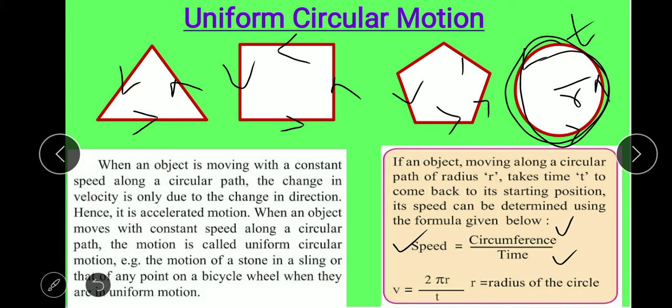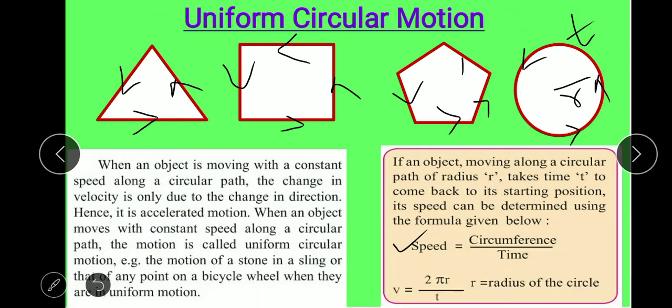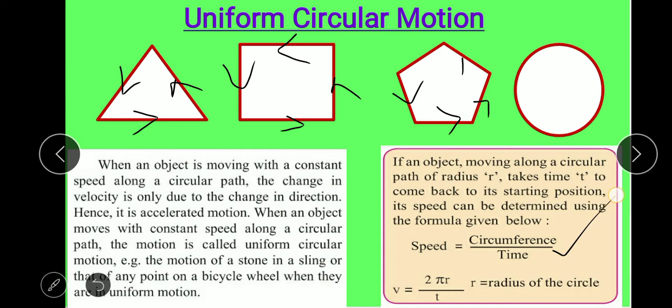So here we have written circumference upon time taken for one rotation, students. So here we'll get speed is equal to circumference upon time, students. So here we are having speed is equal to circumference upon time.